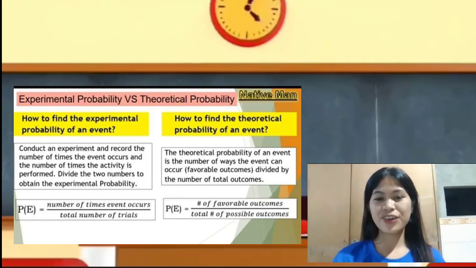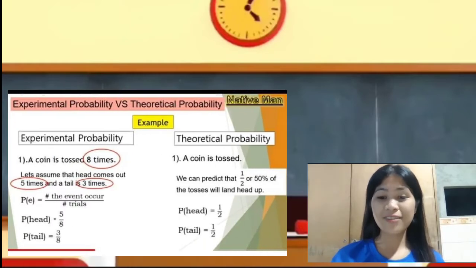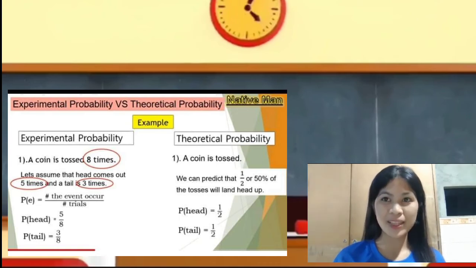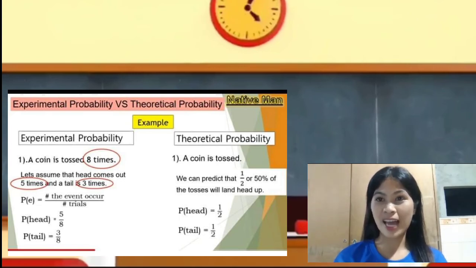So, I will give you an example. Let's have the example of experimental and theoretical probability. For experimental probability, for example, a coin is tossed 8 times. Since it is experimental probability, let's assume that the head comes out 5 times. So, we assume that in tossing the coin, head came out 5 times. Then, the tail is 3 times.